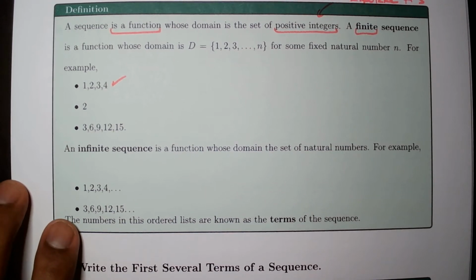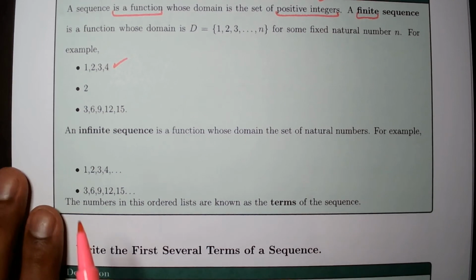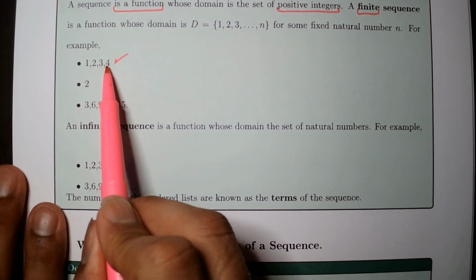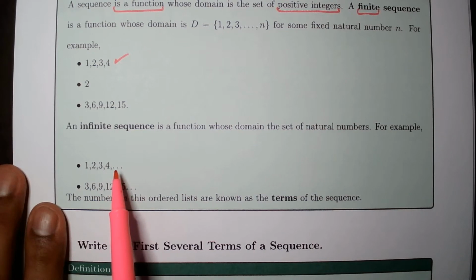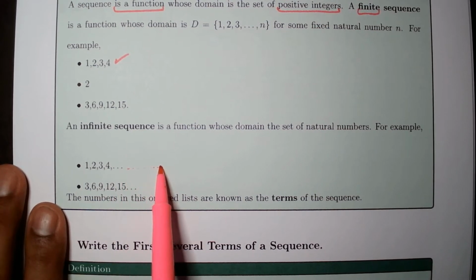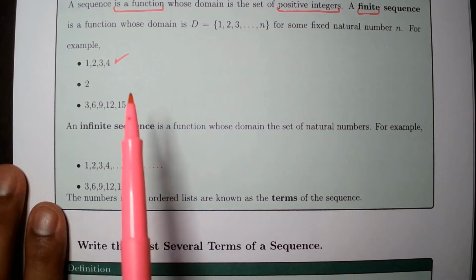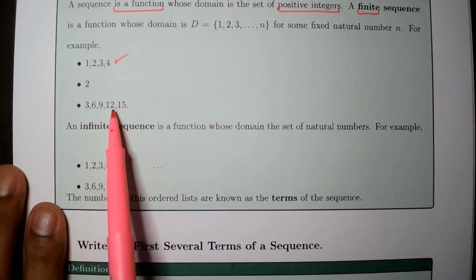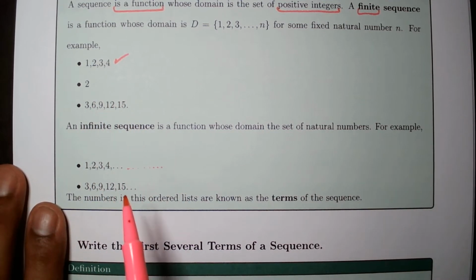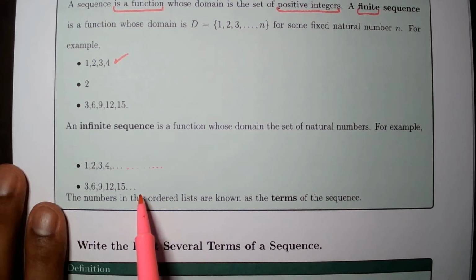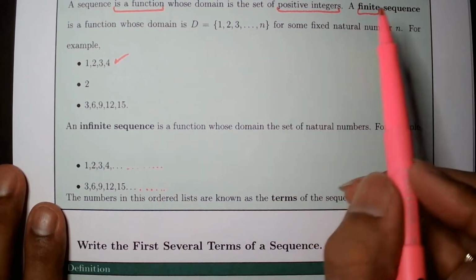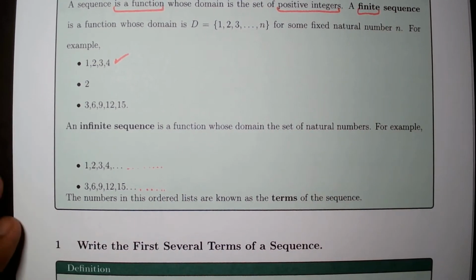How do I identify a finite sequence from an infinite sequence? In this case, we have 1, 2, 3, 4 stopping at 4, and then we have 1, 2, 3, 4 and then dots indicating that this sequence goes on forever. Same here: 3, 6, 9, 12, 15 stops at 15, and this one, 3, 6, 9, 12, 15, dot, dot, dot, goes on forever. That's how we differentiate between finite and infinite.